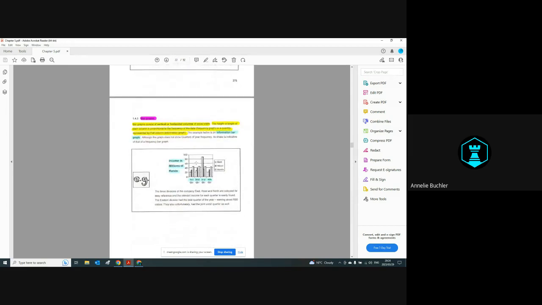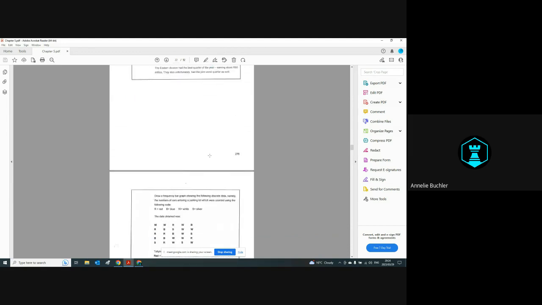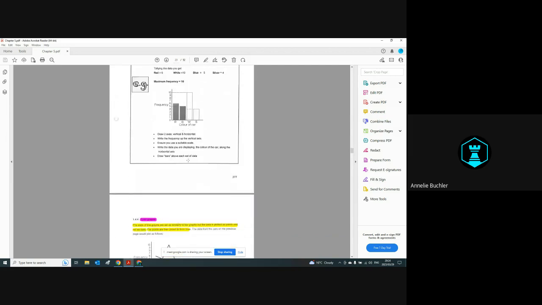Then bar graphs, you just have to know what it is. It consists of vertical and horizontal columns. The height or the length of each column is proportional to the frequency of the data. And it's got an information bar for you on the sides, okay? There is an exercise for you. Please do that. Exercise is always good.